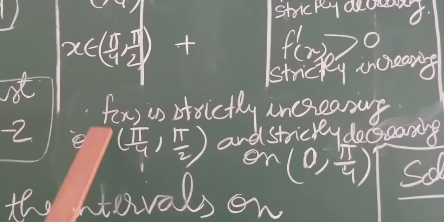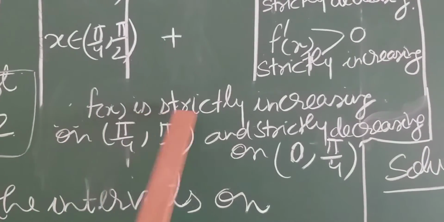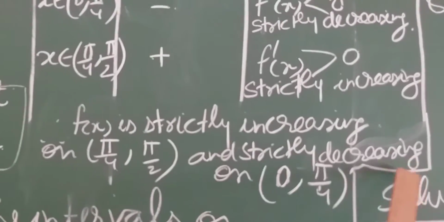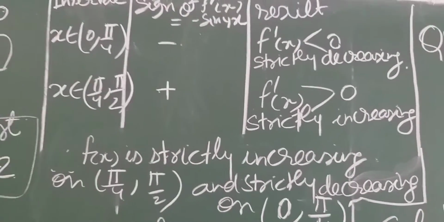So there are two intervals. First, f of x is strictly increasing on pi by 4 to pi by 2 and strictly decreasing on 0 to pi by 4.